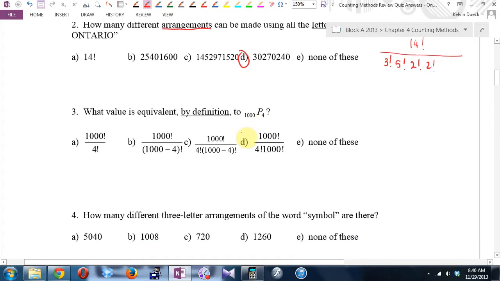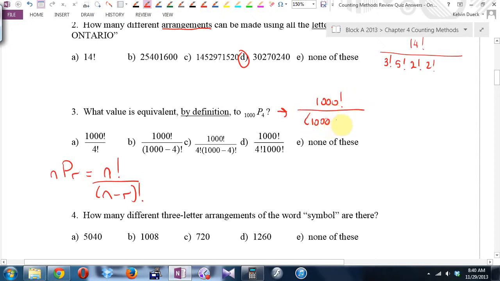Number 3, what value is equivalent by definition to that? By definition, what I mean is this. On your formula sheet, we defined n permutate r as n factorial all over n minus r factorial. So this is going to be 1,000 factorial all over 1,000 take away 4 factorial. B.